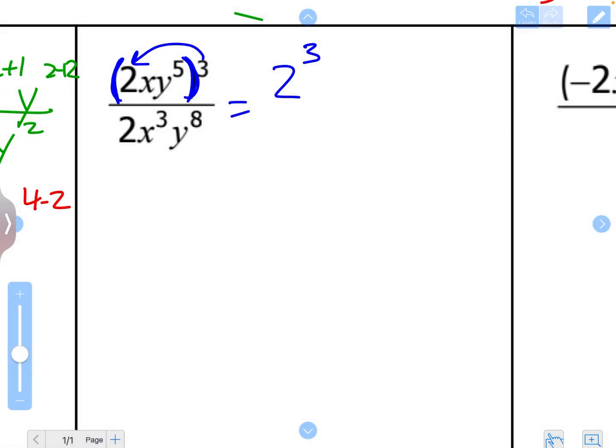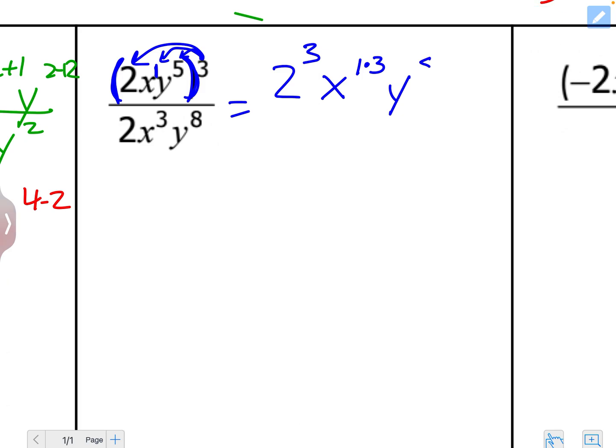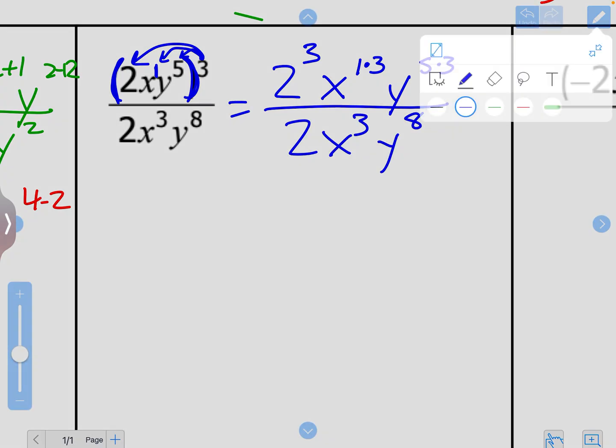Then my invisible exponent of x is 1, so I need to write down my base, and then I need to bring the 1 to the power, so that means I multiply 1 times 3. Then I write down my y, and I need to multiply 5 times 3. There are no parentheses on the bottom, so I'm just going to rewrite the bottom.